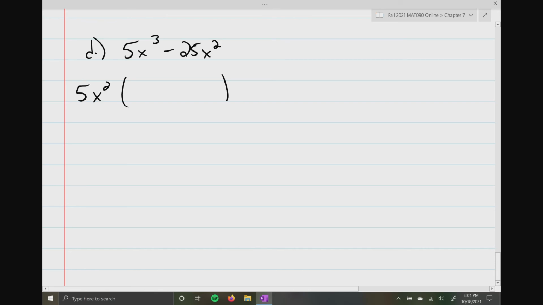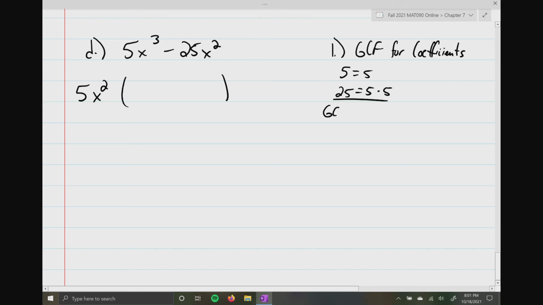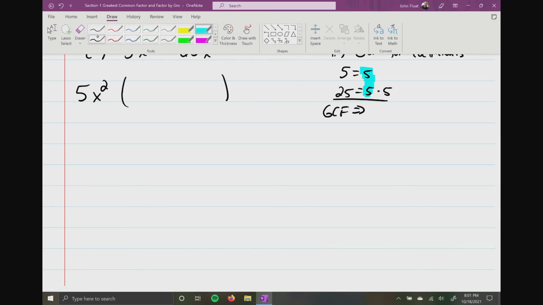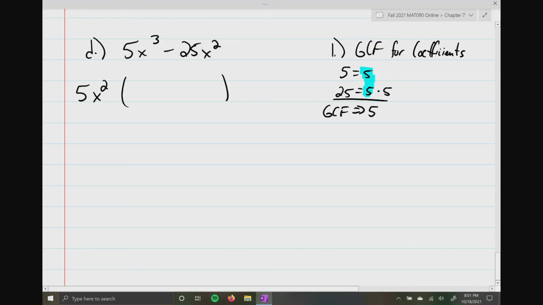Now, if you're sitting there going, whoa, wait a minute. How did you get that so quickly? Here's what I did. Number 1, GCF for the coefficients. So 5 equals 5. 25 equals 5 times 5. Remember, GCF, you're looking for overlap. The overlap are the 5s. Okay? So there's my GCF for the coefficients.